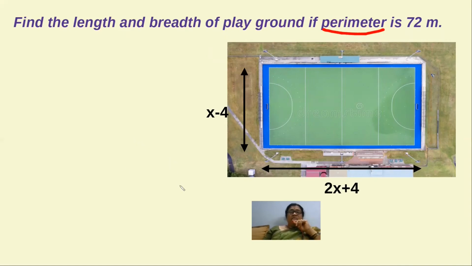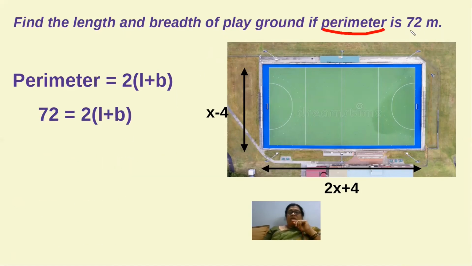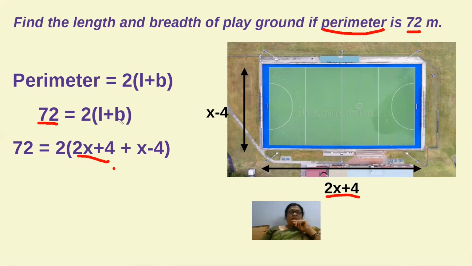So naturally, the perimeter of a rectangle will be 2 into L plus B. Right? Now, perimeter is already given. How much is the perimeter? It is 72. So in place of perimeter, we will write 72 here. And on the right side, RHS, what is there? L plus B. We know what L is and we know what B is also. Now we'll substitute L and B. In place of L, we will write 2x plus 4. In place of B, we will write x minus 4, because the breadth is x minus 4.